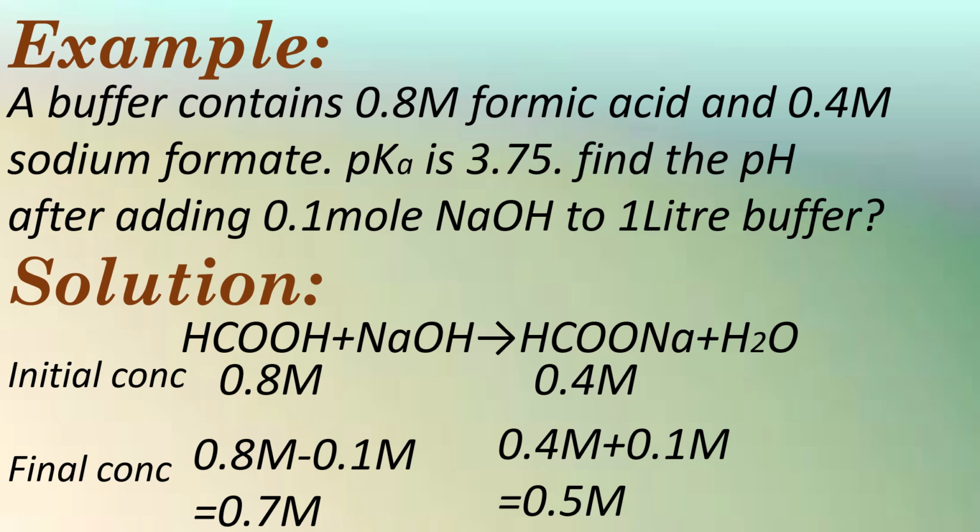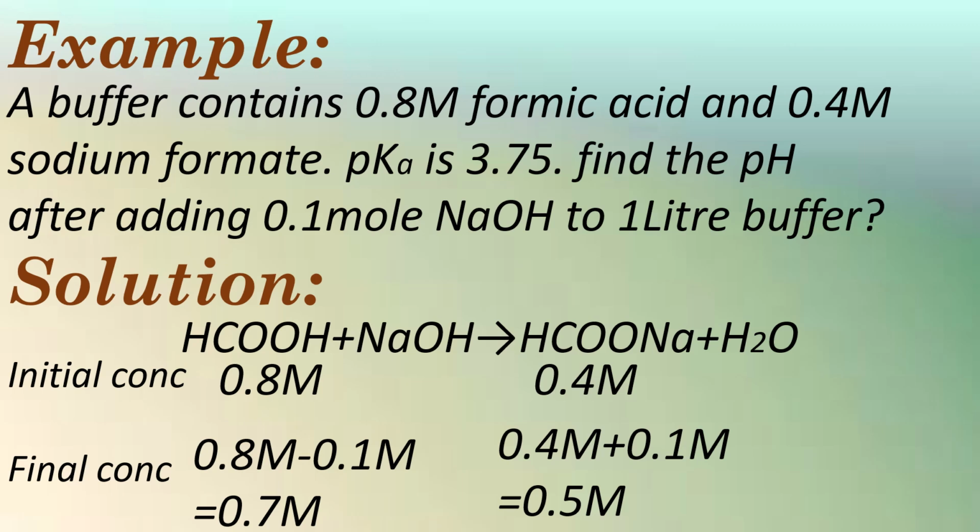Solution. First we will write the equation. HCOOH, formic acid, reacts with sodium hydroxide to form sodium formate plus water. Formic acid is a weak acid and sodium formate is the conjugate base of that acid. Now first we have to find initial concentration, already given in the example: 0.8 molar formic acid and 0.4 molar sodium formate. Now when we add 0.1 mole NaOH to 1 liter buffer, concentration of NaOH is 0.1 molar.